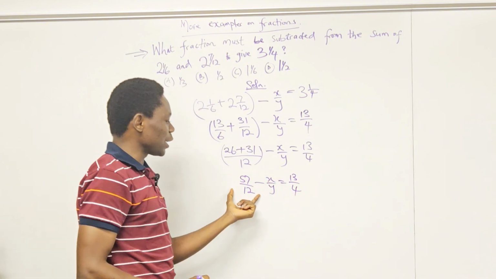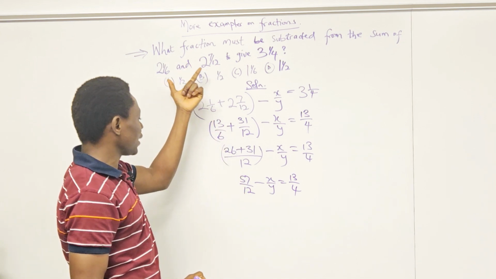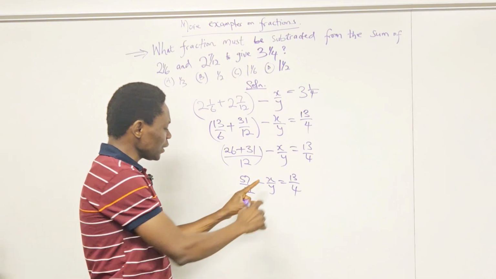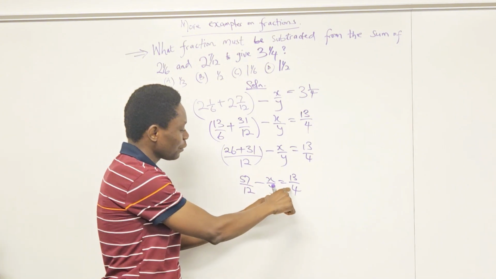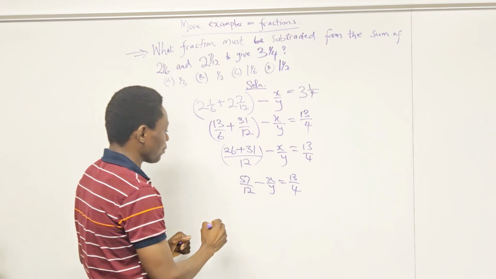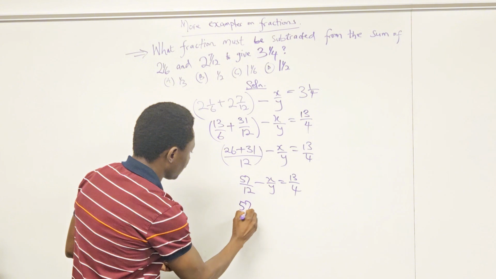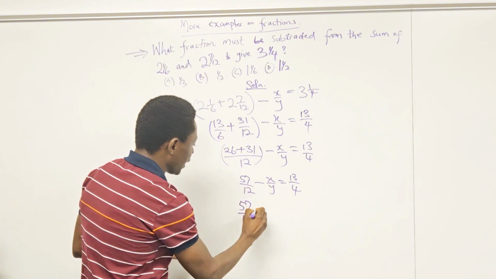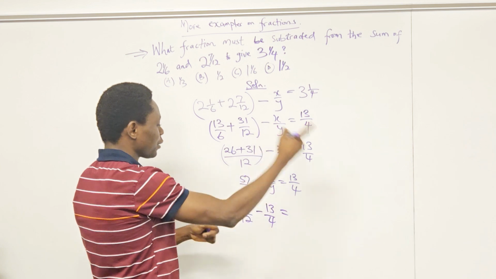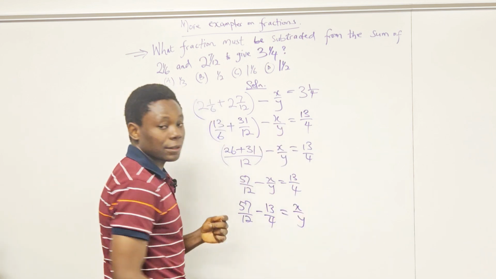Now, this 57 over 12 is the result of adding these two fractions. And the question says, what fraction must be subtracted from that result, which is x over y, to give 13 over 4. Right, now let's collect the like terms together. 13 over 4 crosses over to the left-hand side, it becomes minus 13 over 4, and then x over y crosses to the right-hand side, becomes positive, which is x over y.